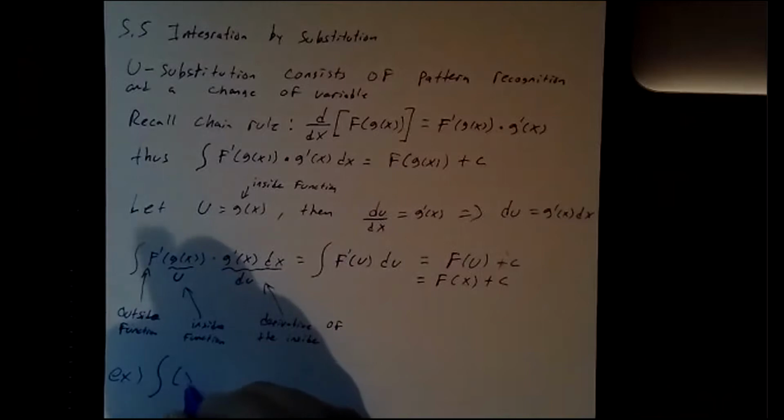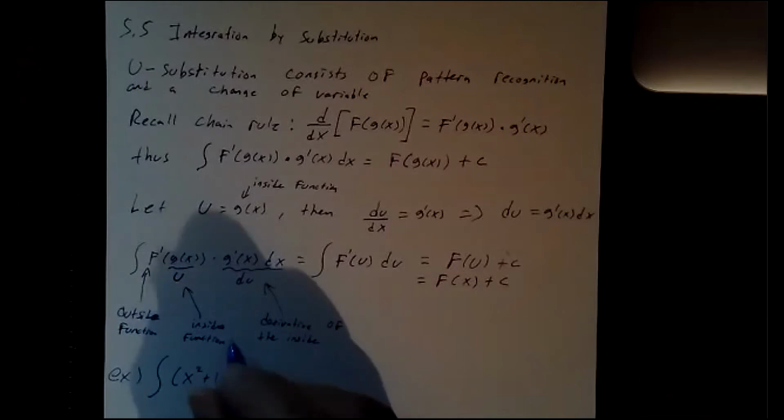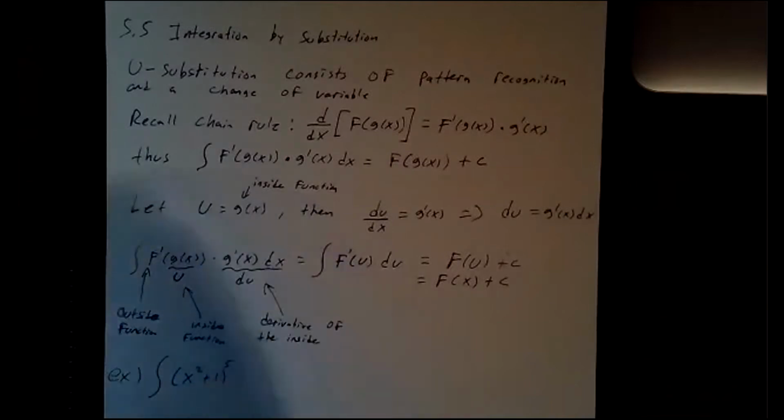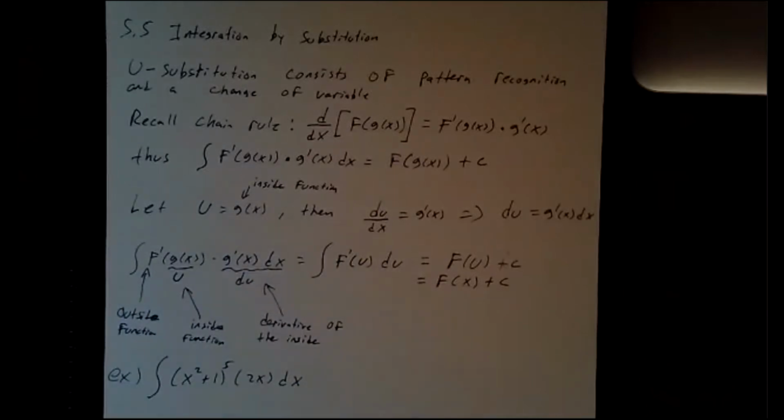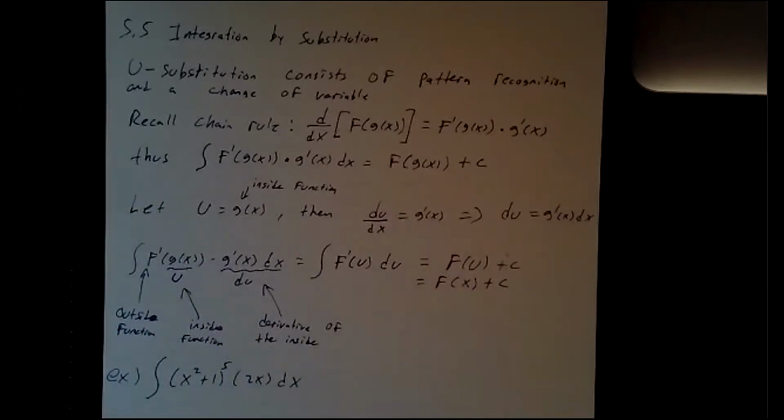Why are we doing this? Integral of x squared plus 1 to the 5th times 2x dx. So technically, you could FOIL this 5 times and then multiply by 2x and then integrate piece by piece. You probably have like 30 terms. But doing that is not fun. So you're going to use substitution to help you out.